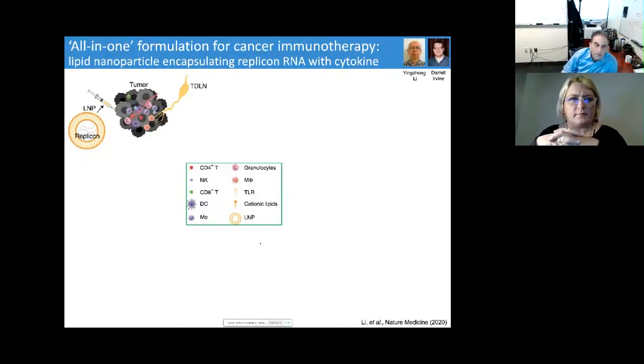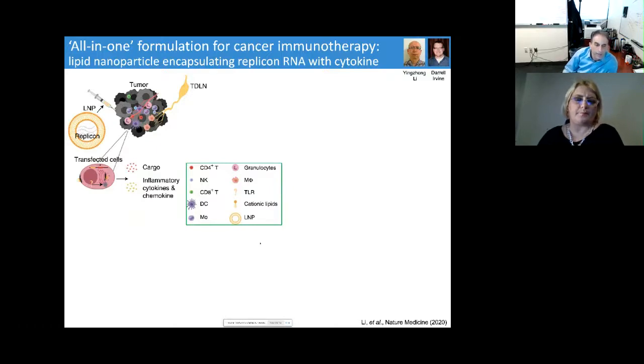So here's one example of using that. This is work by Ying Zhang, a postdoc in the lab, in collaboration with Daryl Irvine. And so we encapsulate this replicon, this RNA replicon, inside the lipid nanoparticle. We inject that into the tumor, and you see here the tumor and the tumor draining lymph node, and then the cells that got the RNA replicon begin to make the payload, which I'm indicating as cargo. But in addition to that, because this replicon with lipid nanoparticle goes in, it actually creates inflammation.